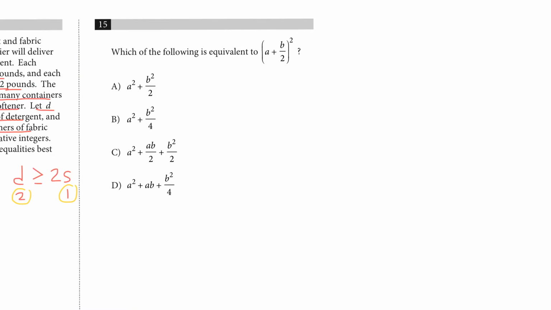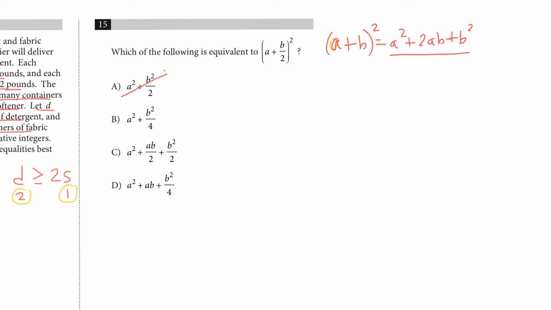Okay, moving right along to number 15, we have a binomial squared. And it says, which of the following is equivalent to (A plus B over 2) quantity squared? You should know already that (A plus B) squared is A squared plus twice the product of the two plus B squared. And so if you know that, when you square a binomial, you're going to have 3 terms.